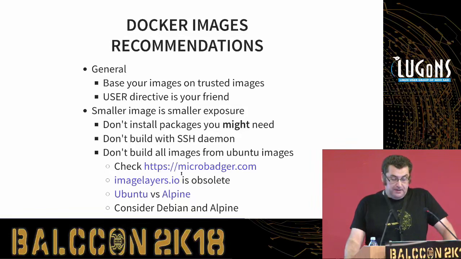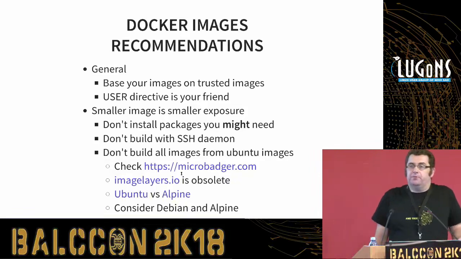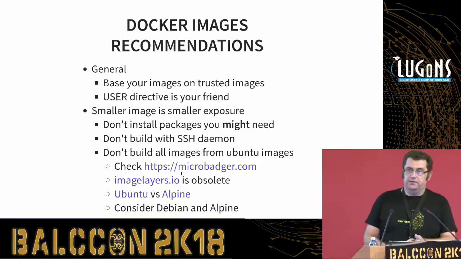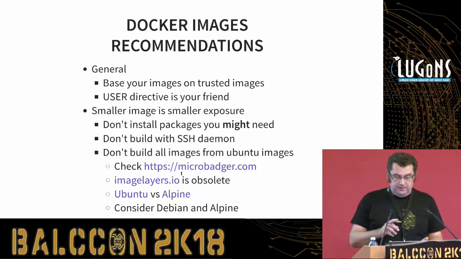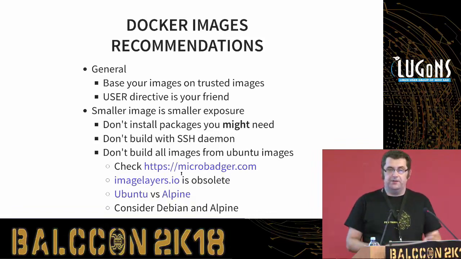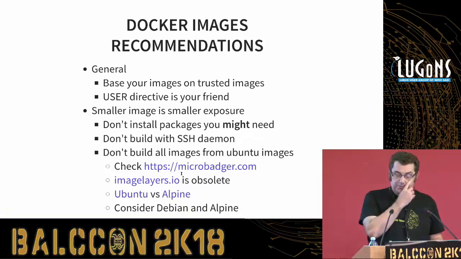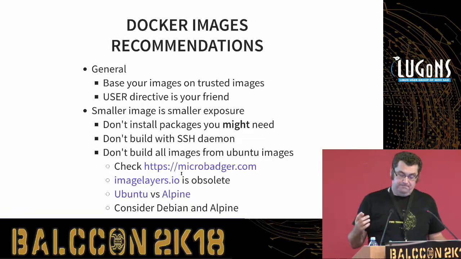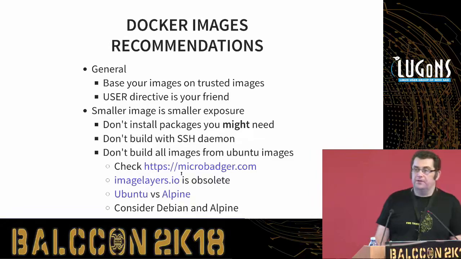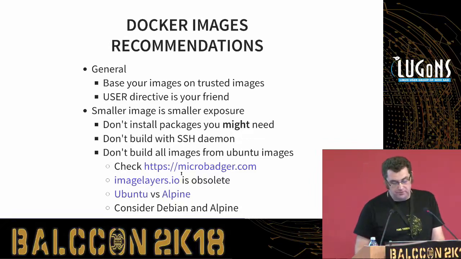In short, from the security standpoint, a smaller image means smaller exposure, right? You want your image to be as small as possible. So that's the usual recommendation. Don't install packages you might need. Don't build with an SSH daemon, because anyway you can just run commands with docker exec. And don't build images from Ubuntu, right? Why? Because it's just big, and if it's bigger, of course, you have bigger exposure that can be used to gain some kind of privilege escalation, whether it's privilege escalation to root or to the host, right?